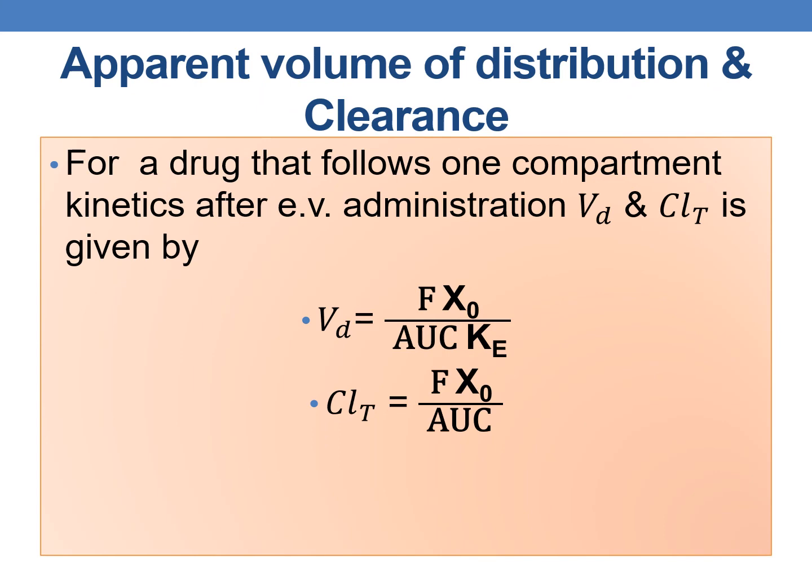Now coming to the apparent volume of distribution and total clearance. For a drug that follows one compartment kinetics after extravascular administration, volume of distribution and total clearance are given by Vd is equal to F X0 by AUC into Ke, and total clearance is equal to F X0 by AUC. By this, we complete the one compartment open model extravascular administration.